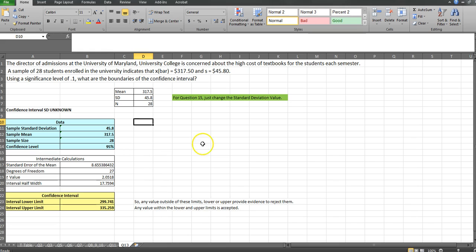For question 15, I believe it's the same numbers, but the standard deviation is significantly higher, like 70, 75. You just change this and it'll rerun the analysis for you. Okay, that's it. I know it was a little long-winded, but hopefully that better explains the template file and the function syntax that you'll need to rock it out on this next assignment. So that's it. Any questions, just ask.